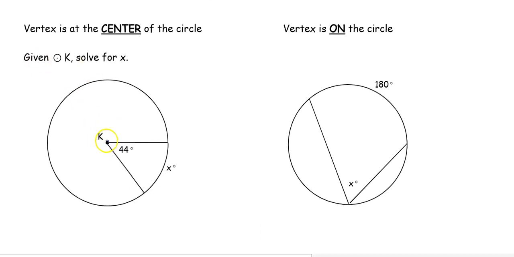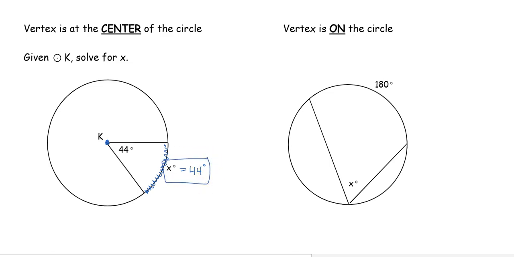So in this case, K is the center of the circle. The vertex of that angle is coming from the center. We've talked about this quite a few times. This is called a central angle. And the central angle and the intercepted arc are congruent. So if the angle is 44, then the arc is going to be 44.